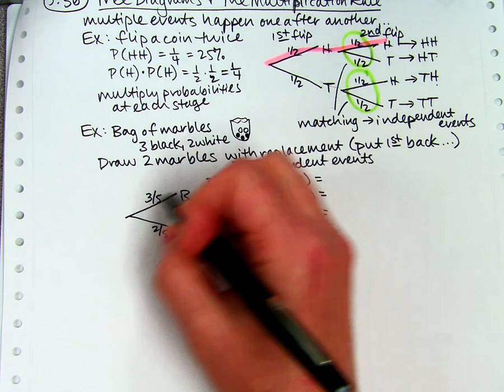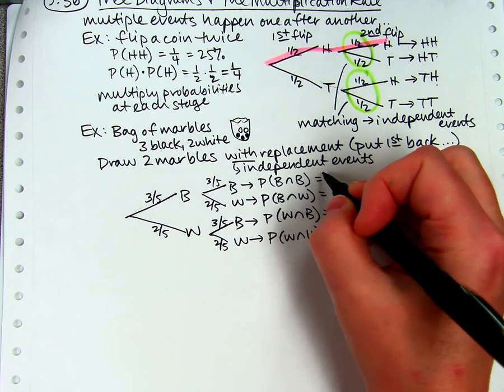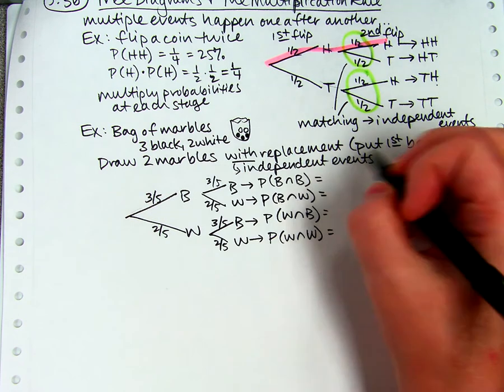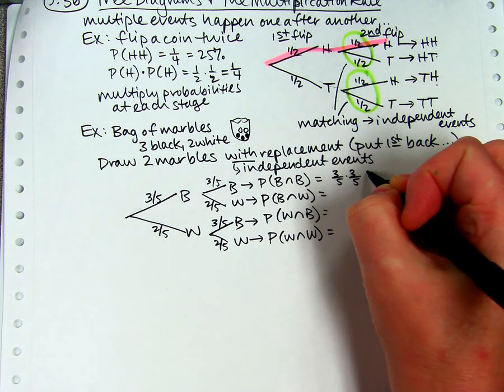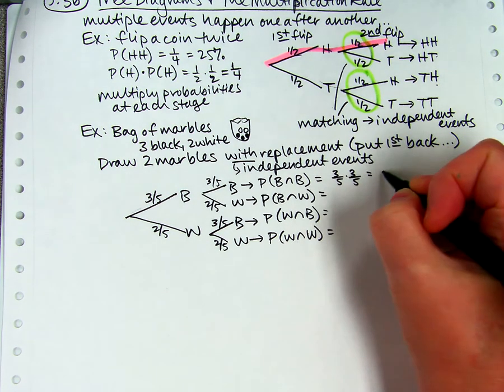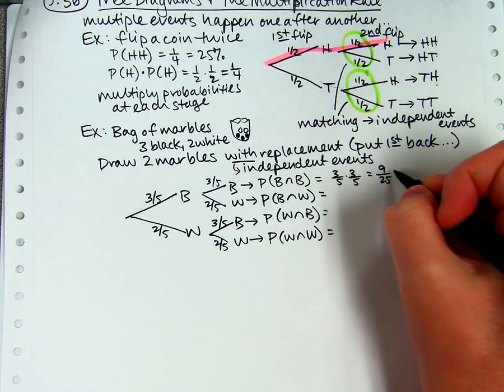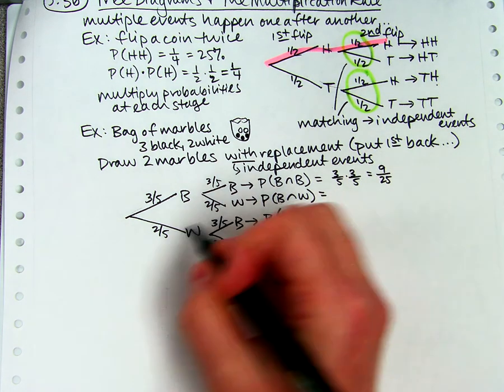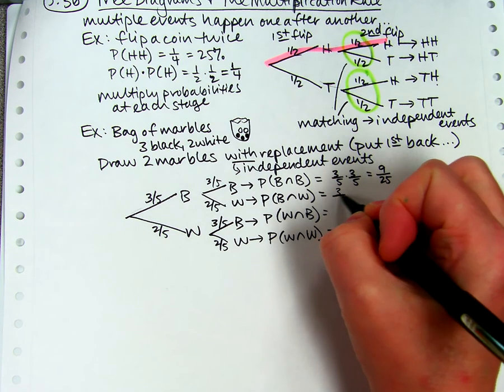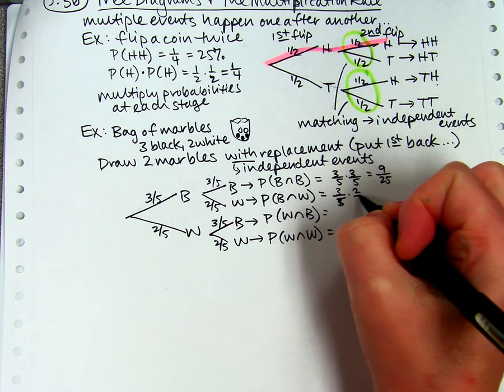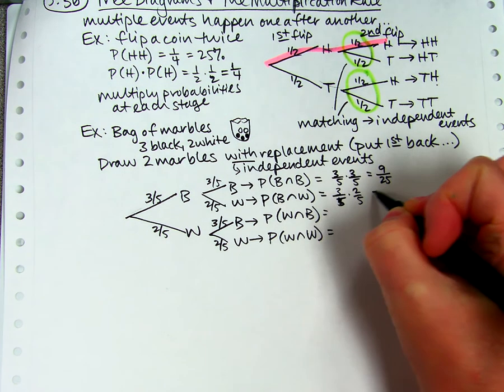So to find this black and then black amount, I multiply the 2 branches. I do 3/5 times 3/5. Little review of fraction multiplication. Remember, you multiply the tops, you multiply the bottoms. This does not reduce, so that's my probability of getting 2 blacks. Now I'm going to do black and then white, would be 3/5 and 2/5. Multiply them together.